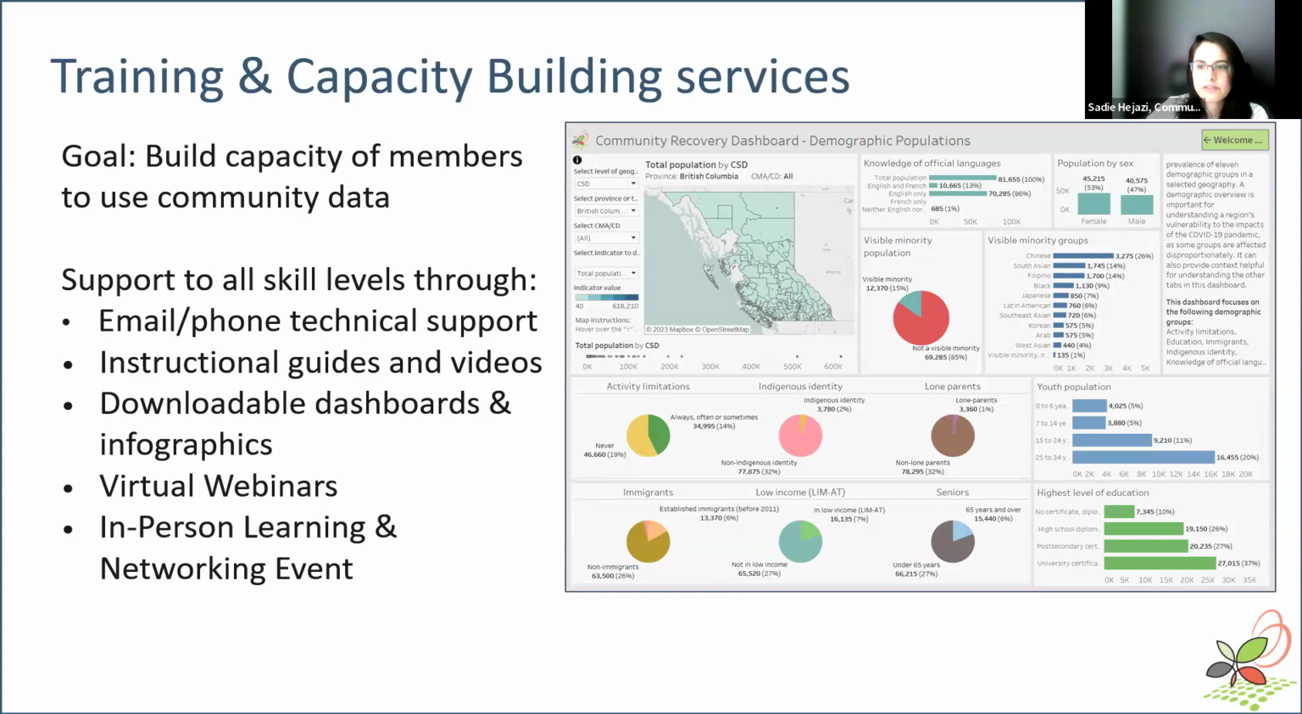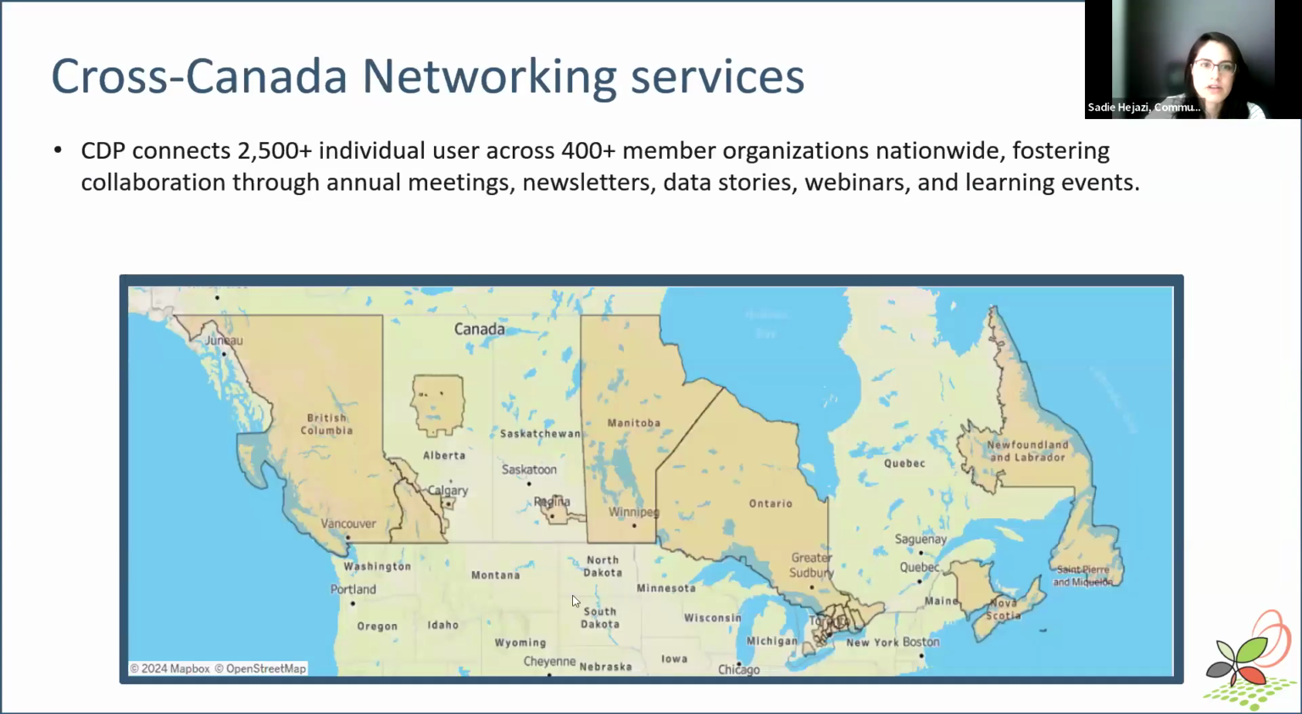And then the final service we provide is a cross-Canada networking service. The map you will see shows the reach of the Community Data Program across Canada, and it almost, but not completely, covers the whole of Canada. So we are always looking to expand, and our goal is to completely fill Canada in the future.